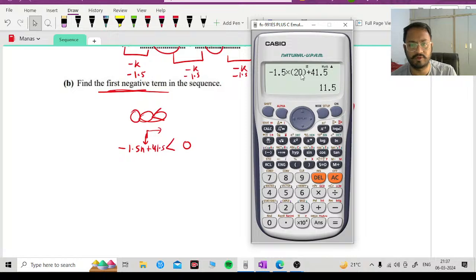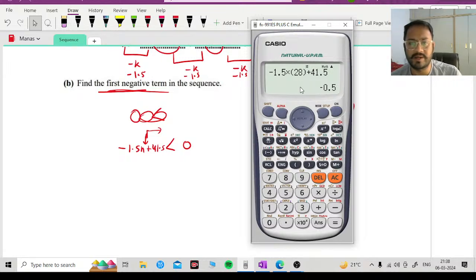So we need to put a bigger value. We'll increase the value of n. First we put 20, now, it is a hit and trial method, so we'll put 26. We are getting 2.5. Again we'll put some value, like 29. Let's put 28 one more time. If I put 28 here, you get negative 0.5.